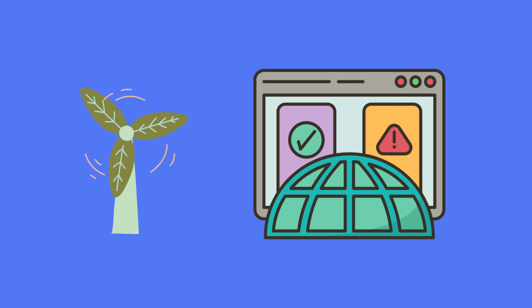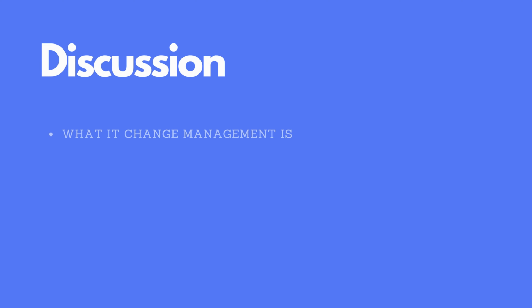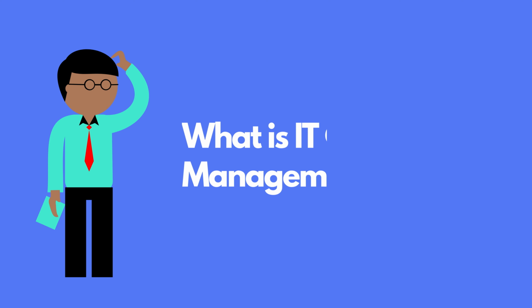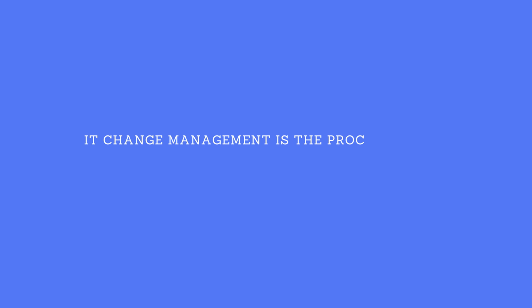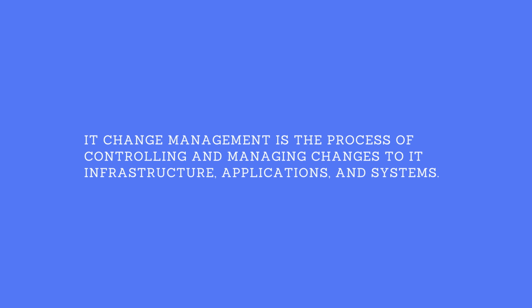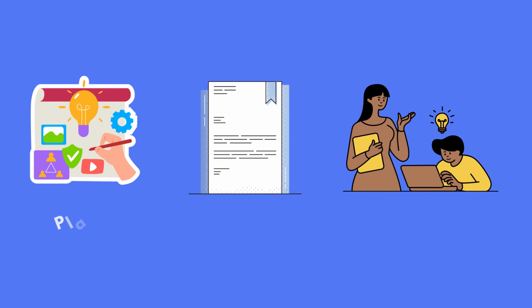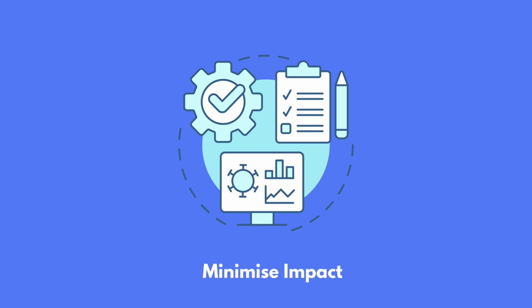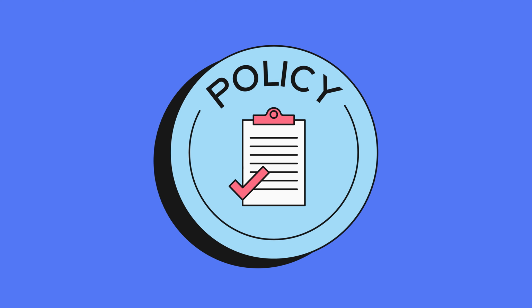In this video, we will explore what IT change management is, why it's important, and the steps involved in the IT change management process. What is IT change management? IT change management is the process of controlling and managing changes to IT infrastructure, applications, and systems. This process involves planning, documenting, testing, and implementing changes in a controlled and structured way. The primary goal of IT change management is to minimize the impact of changes on business operations, reduce risks, and ensure that changes are made in a way that is consistent with the organization's policies and procedures.